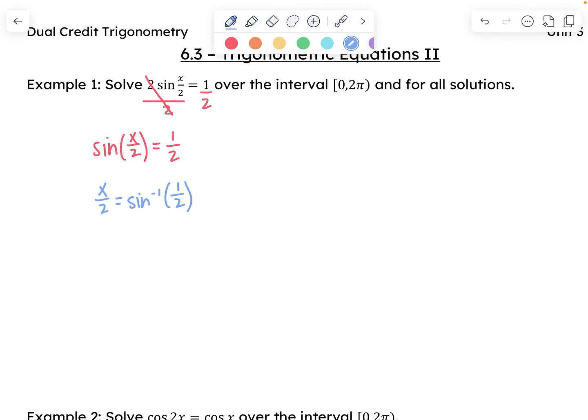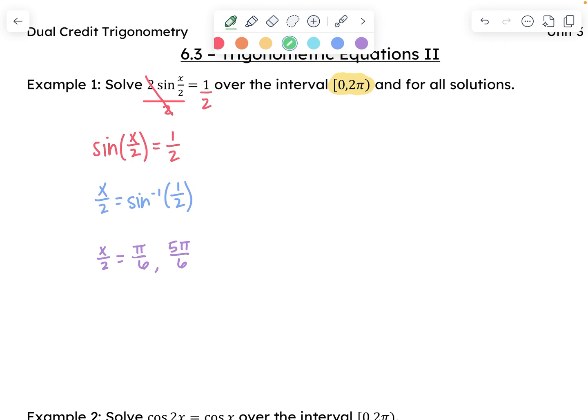And just like last time, I'm going to look on my unit circle and see where on my unit circle do I have an inverse sine of 1/2. Now, remember, you need to look at your interval to see what your answer should be in. So we are 0 to 2 pi, which means we're looking for radians here. So if I'm looking at my unit circle in radians, sine of 1/2 happens when x over 2 is going to equal pi over 6. And we're also going to have sine of 1/2 when x over 2 is going to equal 5 pi over 6.